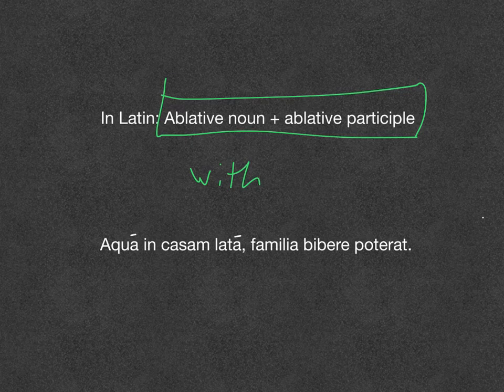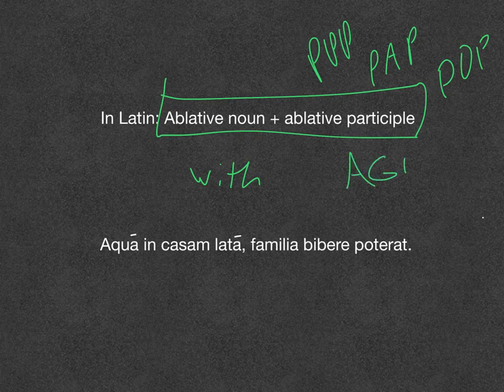You'll need to recognize participles a little bit here, and they can be any participles. They can be perfect passive participles. They can be present active participles. They can be any kind of participle. You can have a deponent participle in there. Any kind of participle will do as long as it agrees with that ablative noun. It must agree.